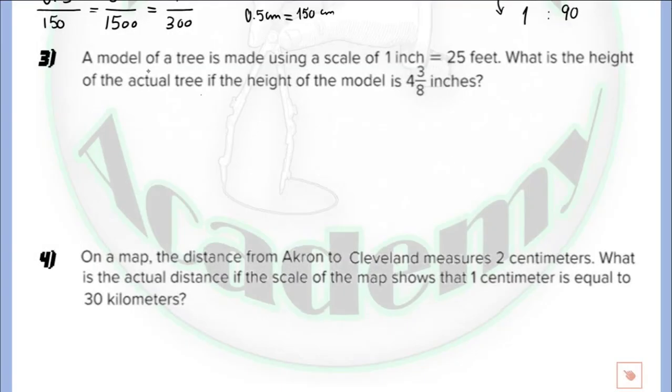In question number 3, we have a model of a tree made using the scale 1 inch is equal to 25 feet. We need to find the height of the actual tree if the height of the model is 4 and 3/8 inches. How can we solve this problem?